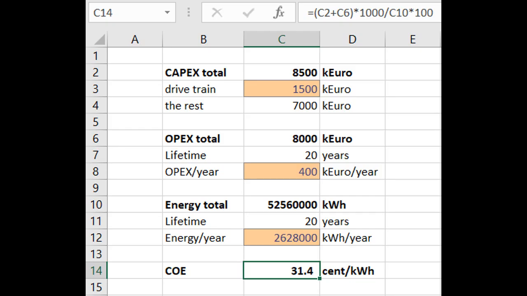If we want to see how the cost of energy is calculated, we look into cell C14 and we see that it is a ratio where on top we have the sum of C2 and C6, which are the CAPEX and OPEX, and at the bottom we have C10, which is the total energy produced by this turbine over the lifetime.